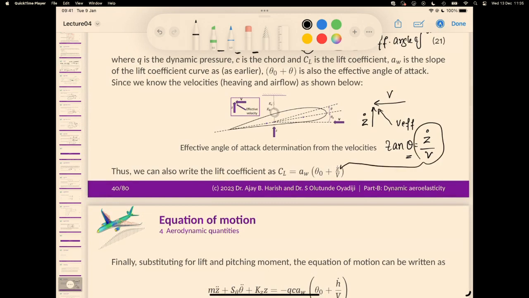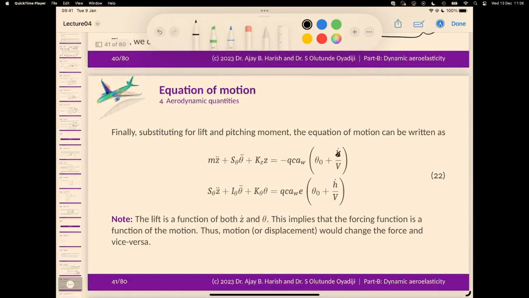Because I'm interested in writing everything as much as possible in terms of z dot and theta dot, right? Okay, so this should be z dot, I'll correct that error. So I'm just substituting everything back into the equation and we have our final equation of motion, right? So this is the simple mathematical jugglery that we have done so far to get our equation of motion.